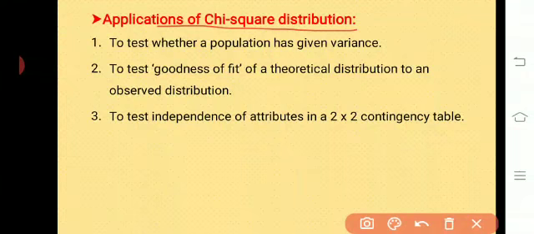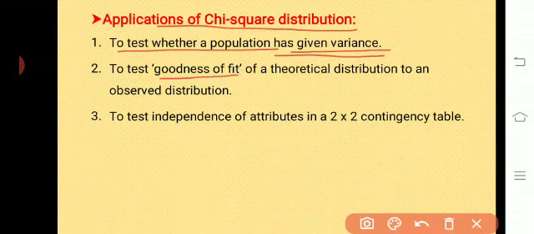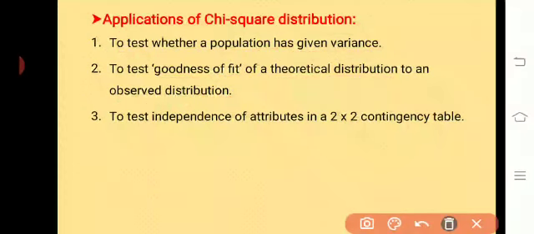There are three applications or uses of chi-square distribution. That is, to test whether a population has a given variance. Then the next application is to test goodness of fit of a theoretical distribution to an observed distribution.